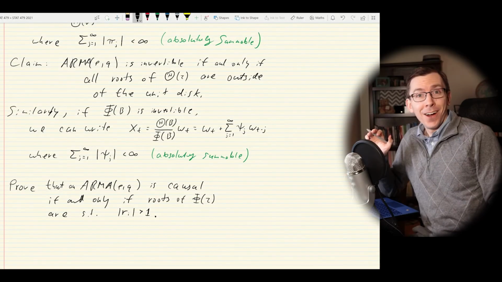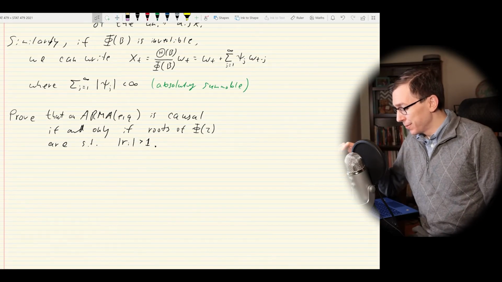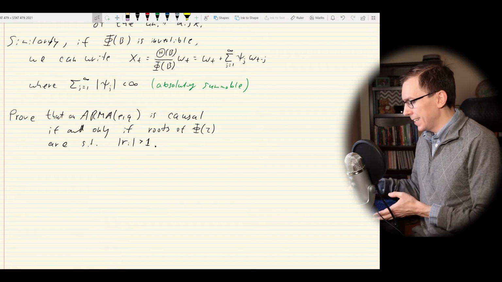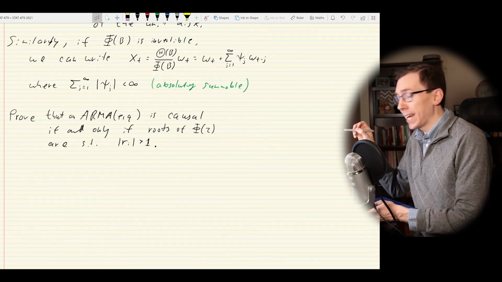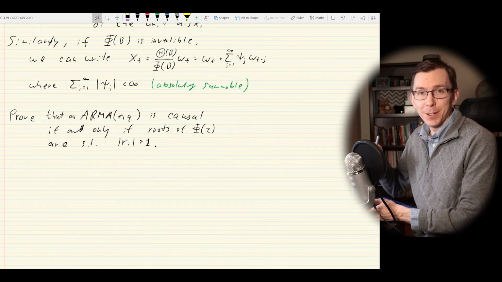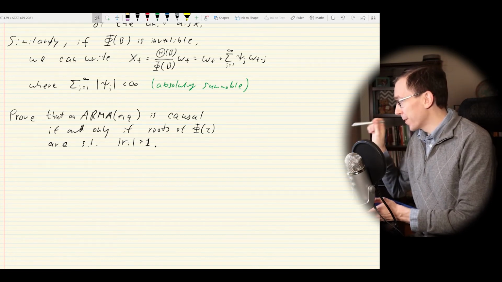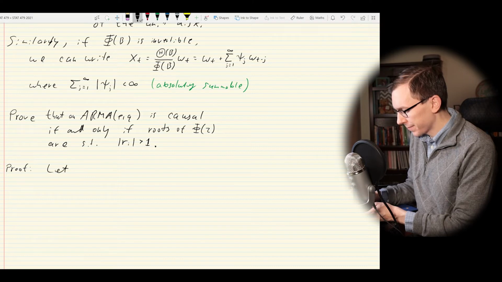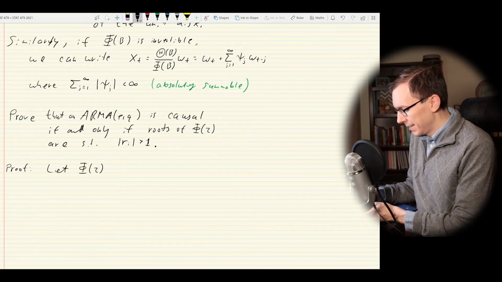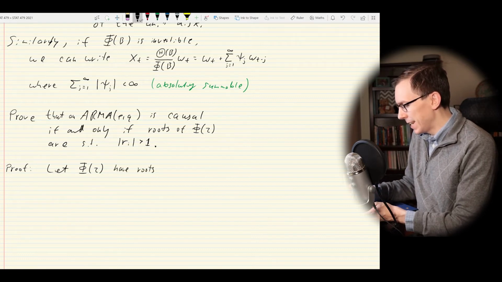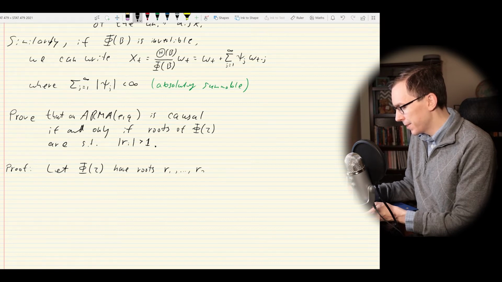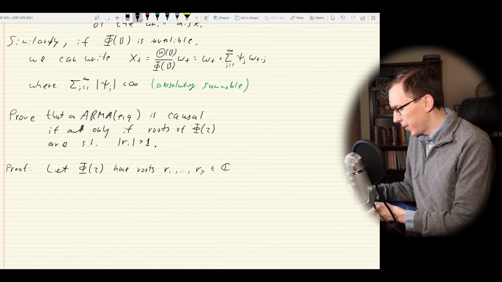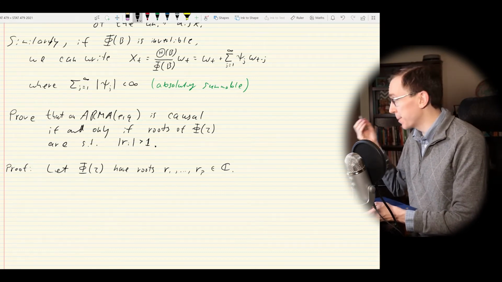So let's do that. All right, and we're back, and we're going to now try to prove this claim about the ARMA process being causal. We're going to have to do an if and only if proof, which means we have to do it both ways. So the first thing we're going to do is say, for the proof, we're going to try to do this rigorously, let phi of z have roots R1 through Rp, and they're going to be complex numbers. They're going to lie somewhere in the complex plane.